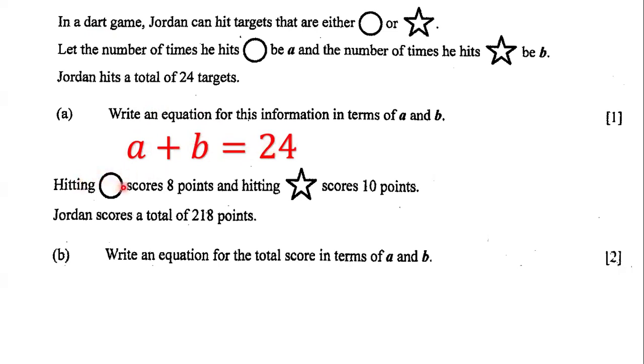Hitting a circle scores 8 points and hitting a star scores 10 points. Jordan scores a total of 218 points. Write an equation for the total score in terms of A and B.